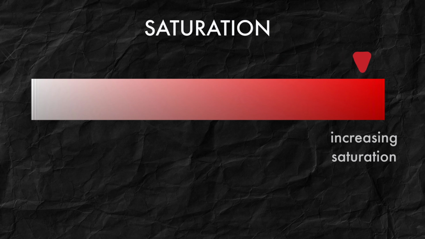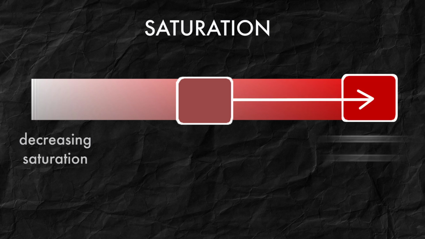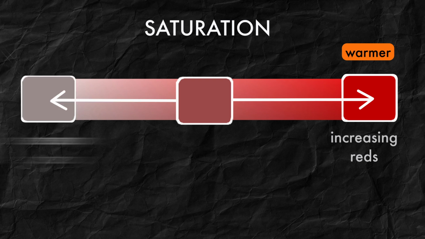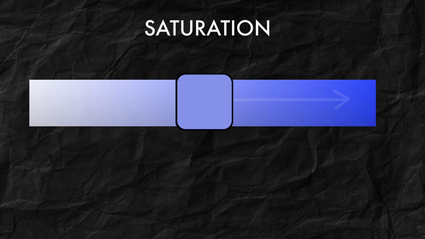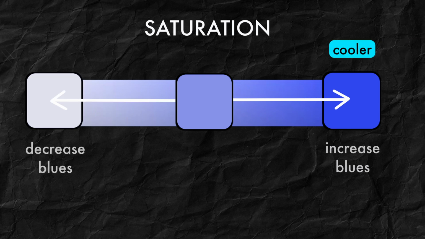Now for saturation, movement this way is increasing saturation and this way is decreasing saturation. If I take this red color and make it more saturated, I'm increasing the reds in it and making it warmer. On the other hand, if I make it less saturated, I'm decreasing the reds and making it cooler by comparison. Or if I had a blue and I increase the saturation, I increase the blues and make it cooler. And if I decrease the saturation, I decrease the blues and make it warmer by comparison.